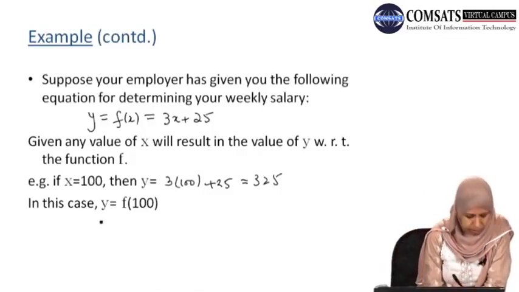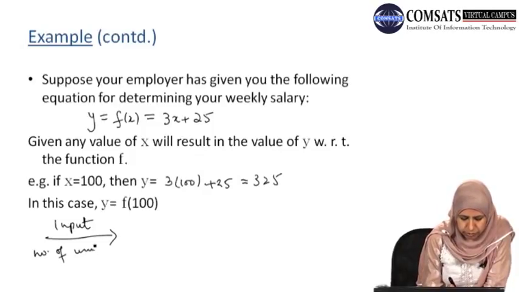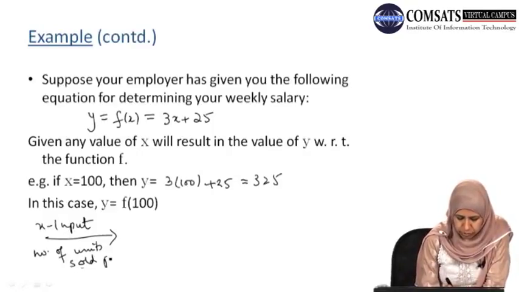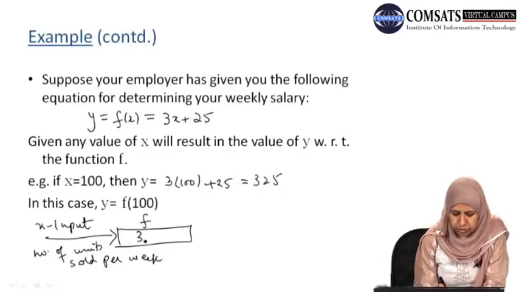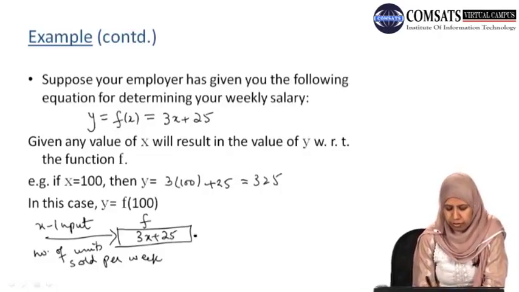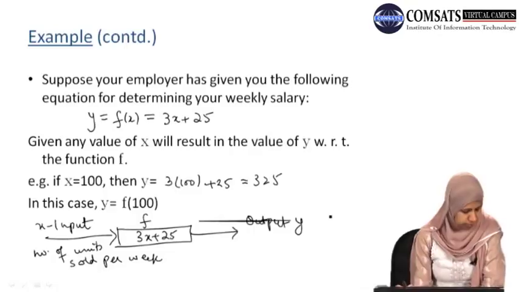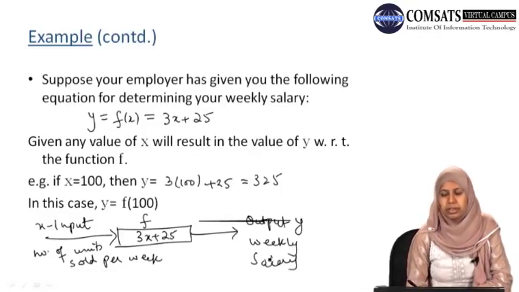So what is happening here? Here we have our input, x, the number of units sold per week, and we have a mathematical rule f, which is 3x plus 25, and we obtain our output, which is y, the weekly salary.